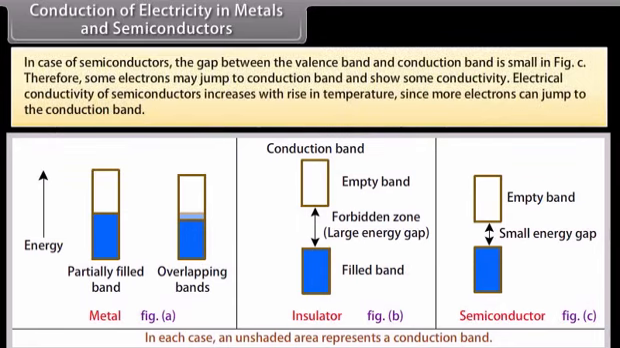In the case of semiconductors, the gap between the valence band and conduction band is small, as in Figure C. Therefore some electrons may jump to the conduction band and show some conductivity. Electrical conductivity of semiconductors increases with rise in temperature, since more electrons can jump to the conduction band.